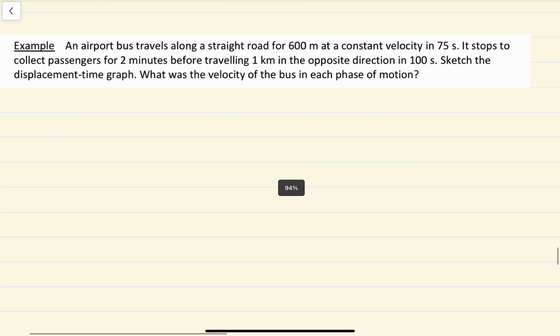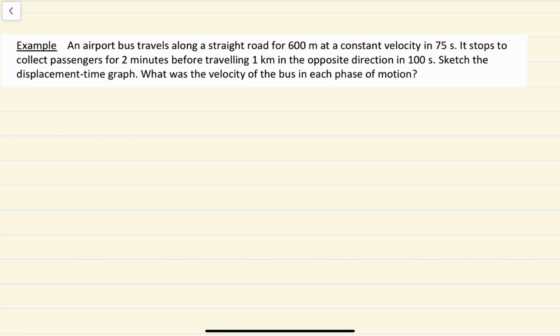The next example says, an airport bus travels along a straight road for 600 meters at a constant velocity in 75 seconds. It stops to collect a passenger for 2 minutes before traveling 1 kilometer in the opposite direction in 100 seconds. Sketch the displacement time graph, and then it says what is the velocity of the bus in each phase of motion.